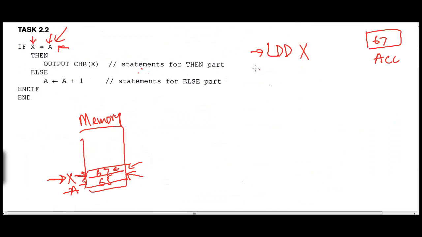So this is going to be our next instruction. We're going to say CMP A, compare the contents of this location, which is pointed to by this label A, with the contents in the accumulator. In the accumulator we have this value 67, whereas at this location pointed to by A we have this value 65 stored. So both of these are going to be compared. We've done the first part.